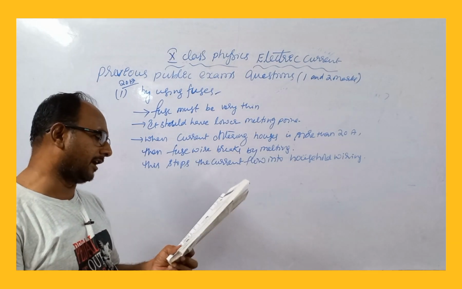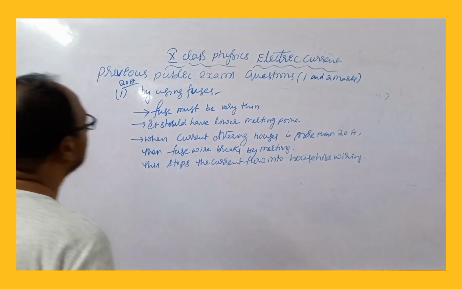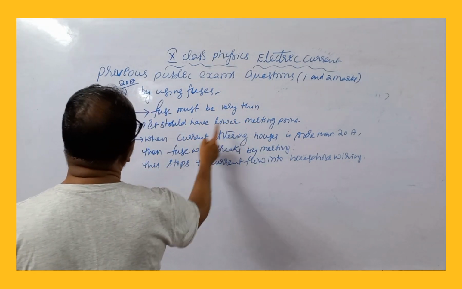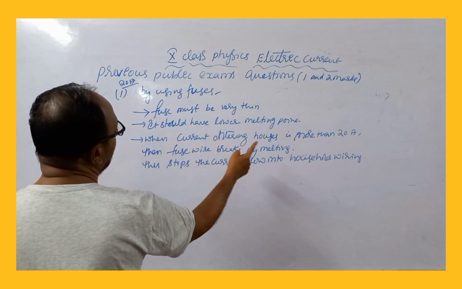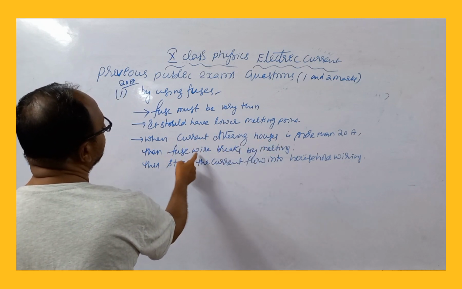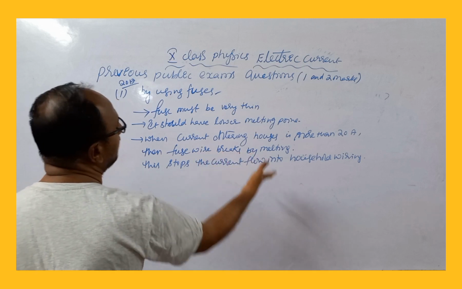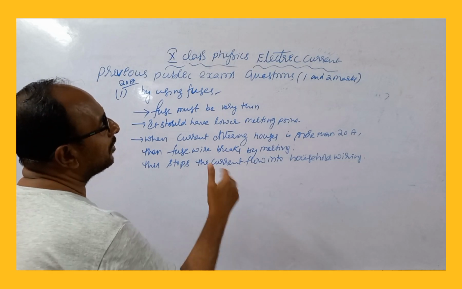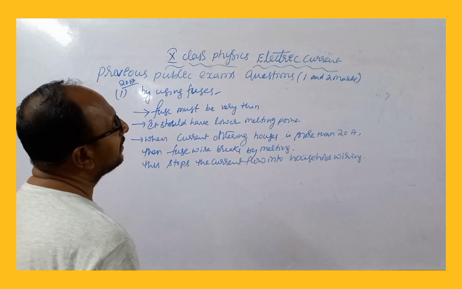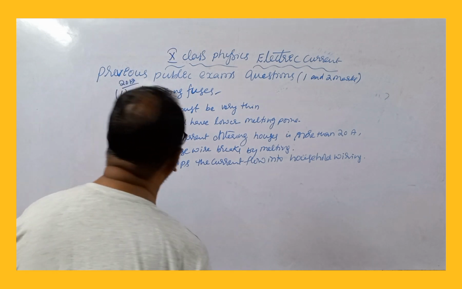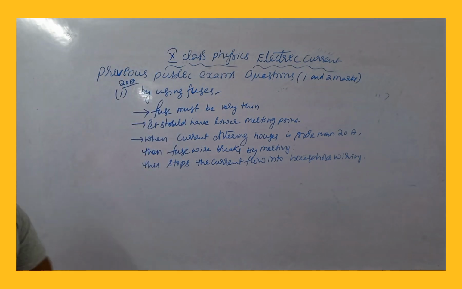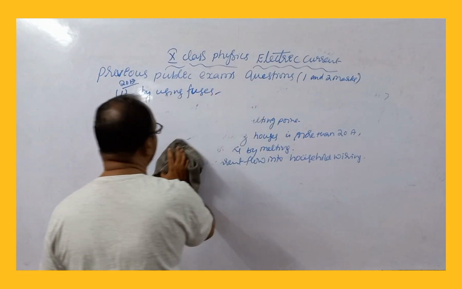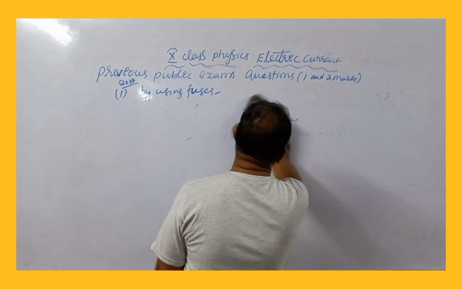That is enough. Important one. So fuse wire must be very thin. It should have a lower melting point. So when current entering our houses is more than 20 amperes, then fuse wire breaks by melting. This stops current flow into our houses. Thereby, house wiring will be protected, and various electrical appliances present in our houses will be protected from the damage caused by overloading.